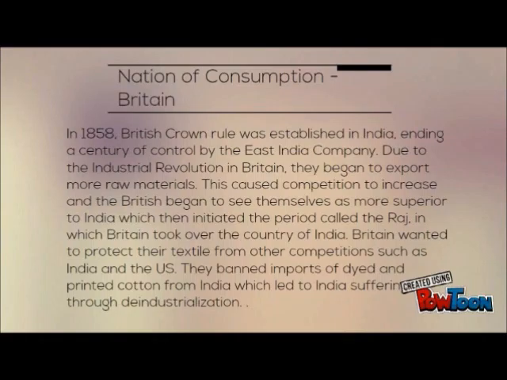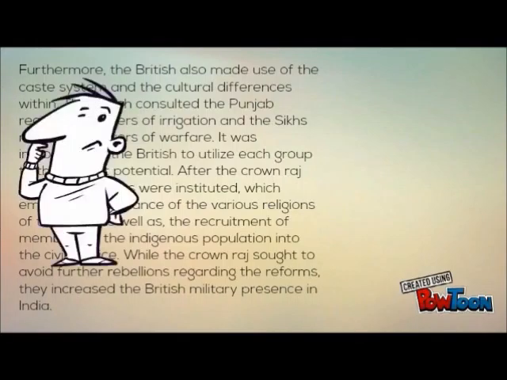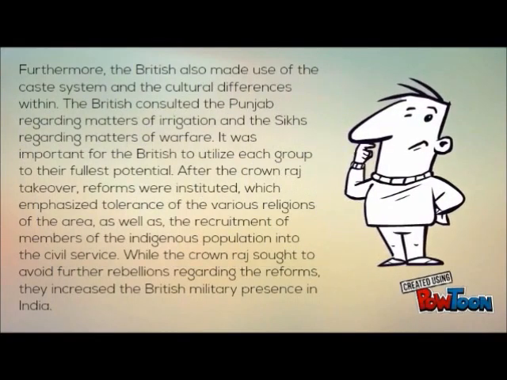Britain wanted to protect their textile from other competition such as India and the US. They banned imports of dyed and printed cotton from India, which led to India suffering through deindustrialization. Furthermore, the British also made use of the caste system and the cultural differences within. The British consulted the Punjab regarding matters of irrigation and the Sikhs regarding matters of warfare. It was important to the British to utilize each group to their fullest potential.